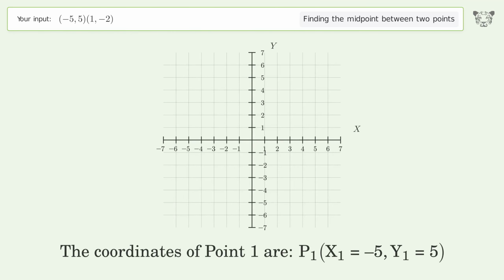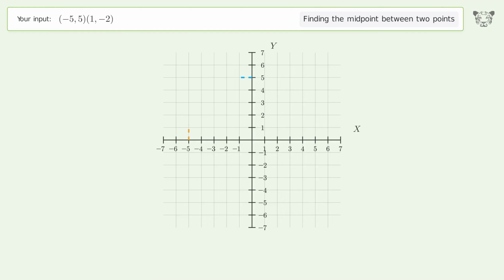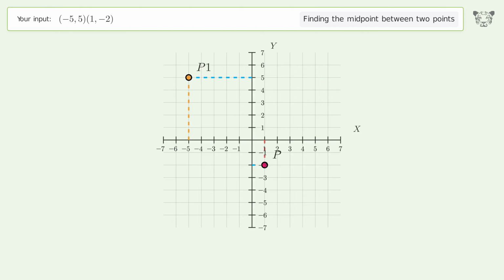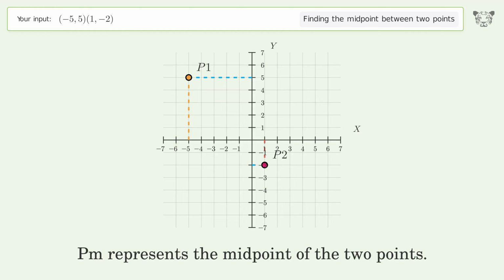The coordinates of point 1 are x1 equals -5, y1 equals 5. The coordinates of point 2 are x2 equals 1, y2 equals -2. PM represents the midpoint of the 2 points.